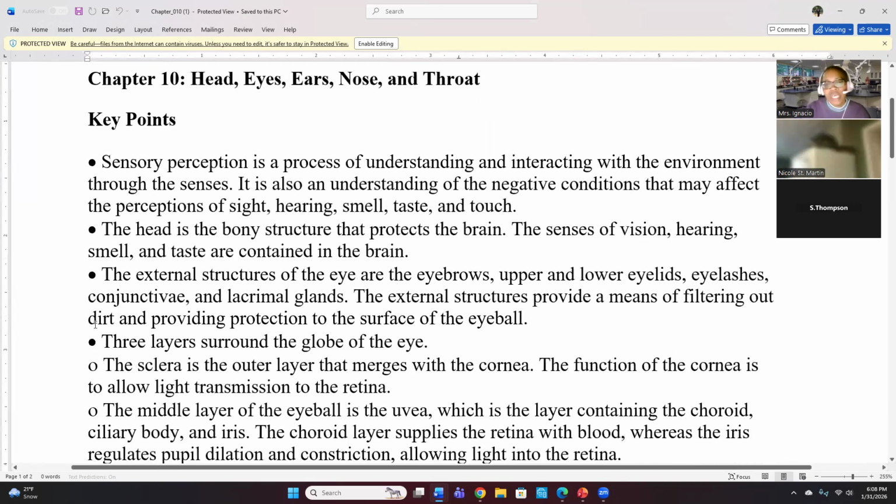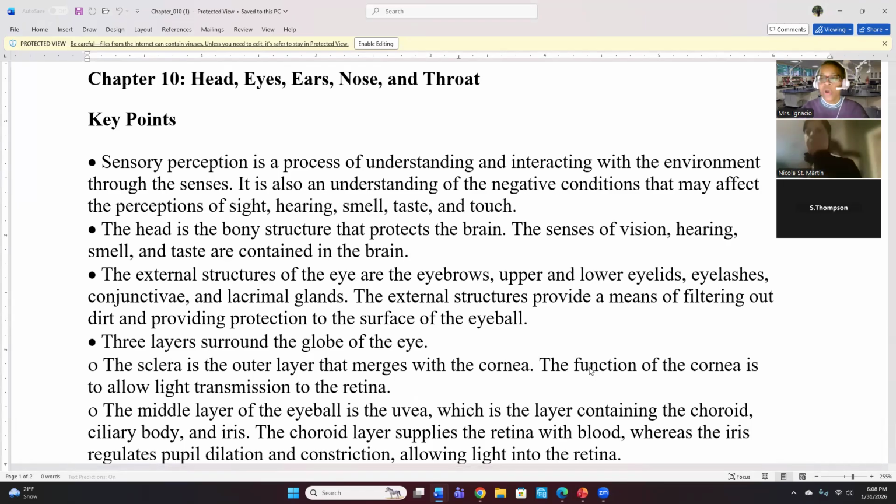This is chapter 10, head, eyes, ears, nose, and throat. I believe this is going to be on your exam coming up, and we talked about it in lab last night. Sensory perception is important. We think of our sight, hearing, smell, taste, touch, all of those 5 senses, and we link that to the cranial nerves. We talked about last night that the cranial nerves are important because they bring that information from your 5 senses to the brain for interpretation.